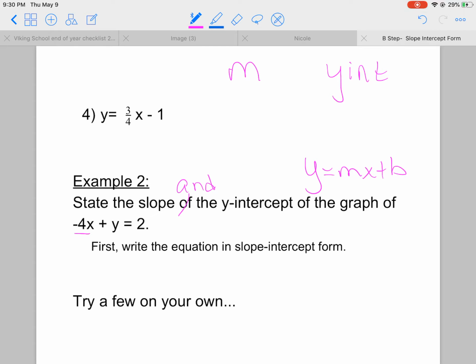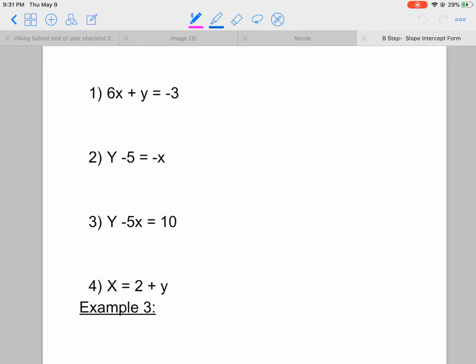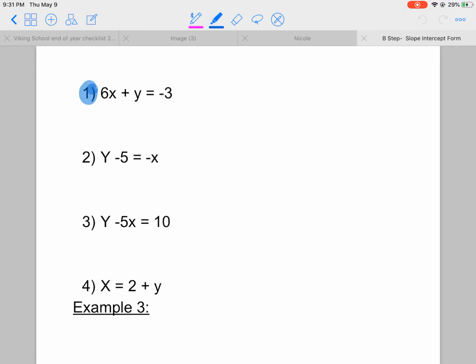So we see a -4x here. To get rid of that -4x, we need to add 4x to both sides. And then we're left with y equals 4x plus 2. So the slope, m, equals 4. The y-intercept is (0, 2). You try these on your own.